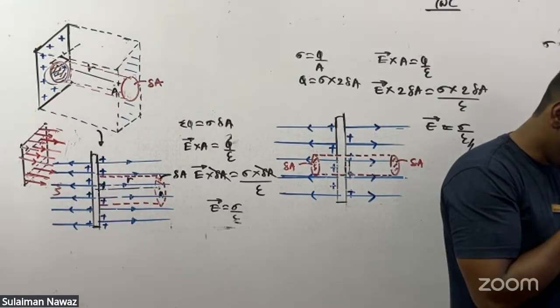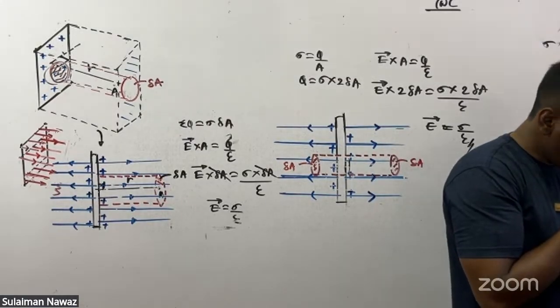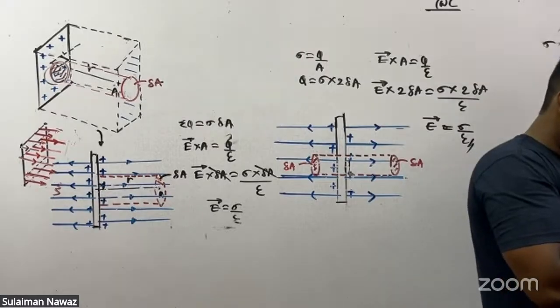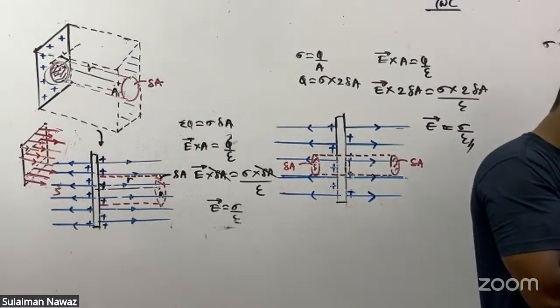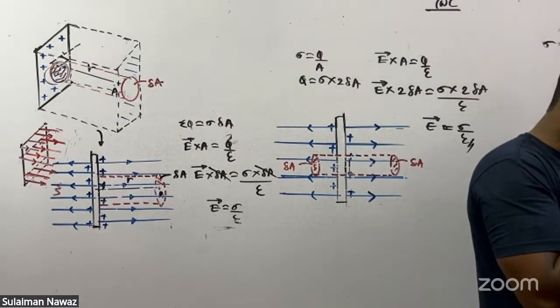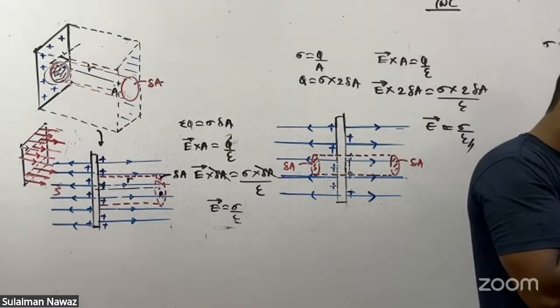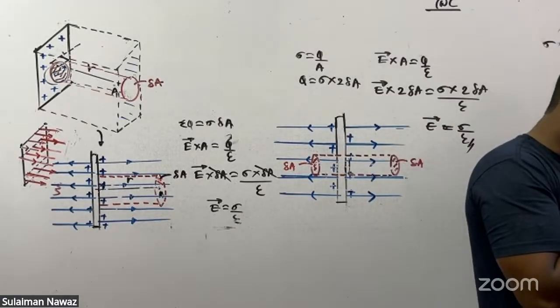The last one, write down: around a charged, isolated, infinitely long, non-conductive plate.